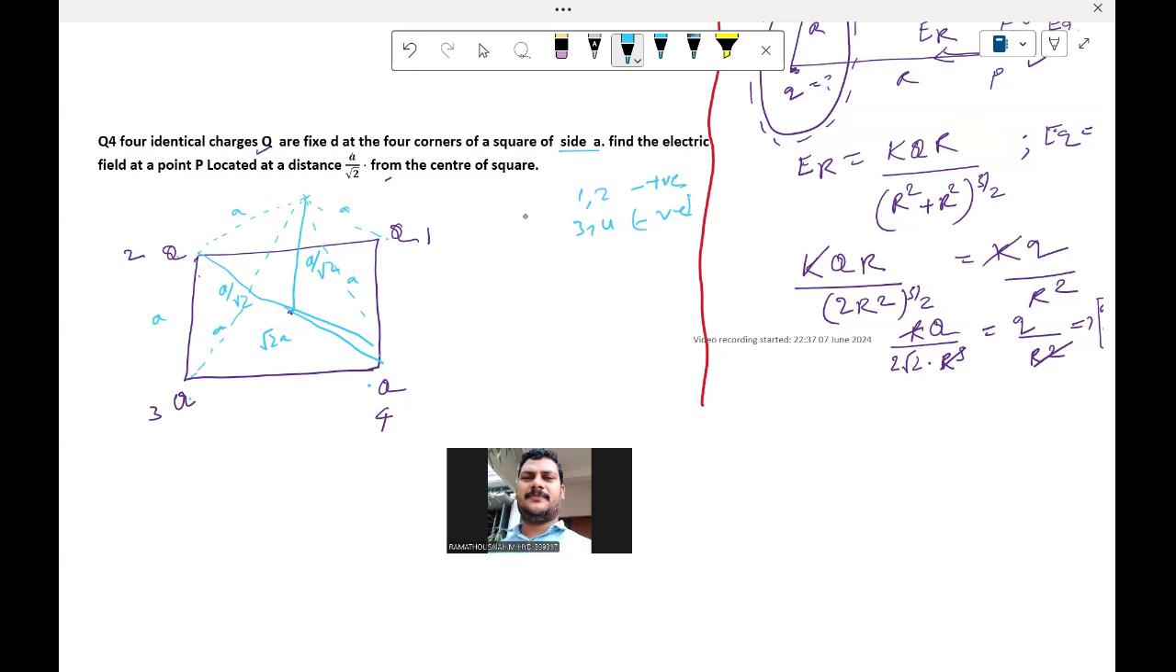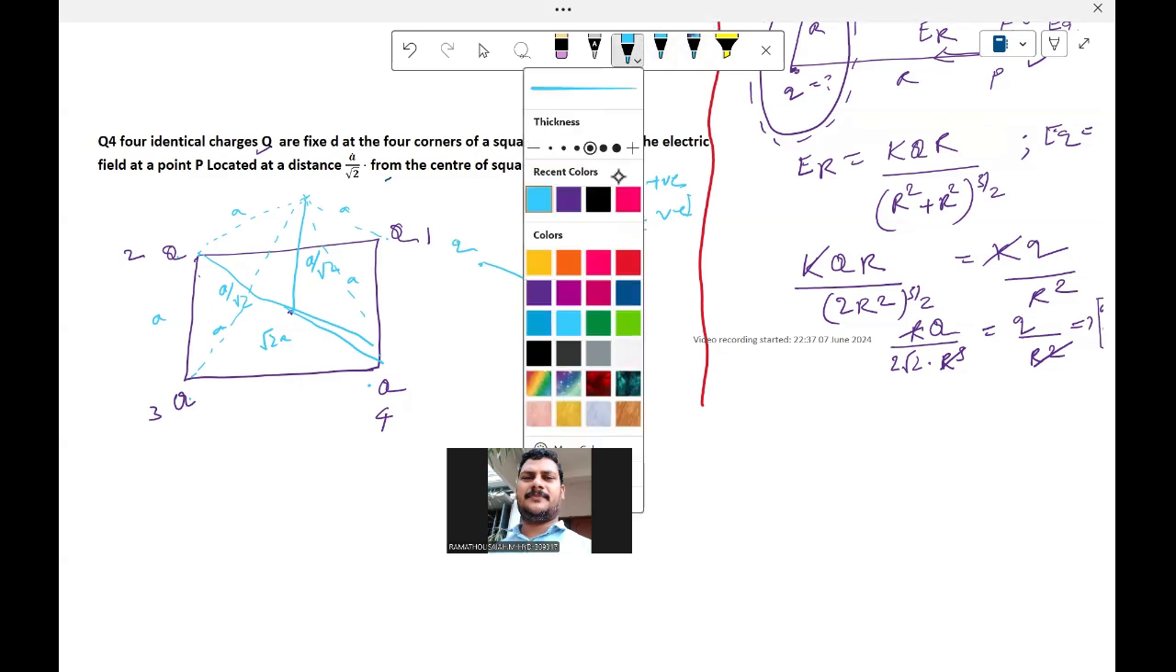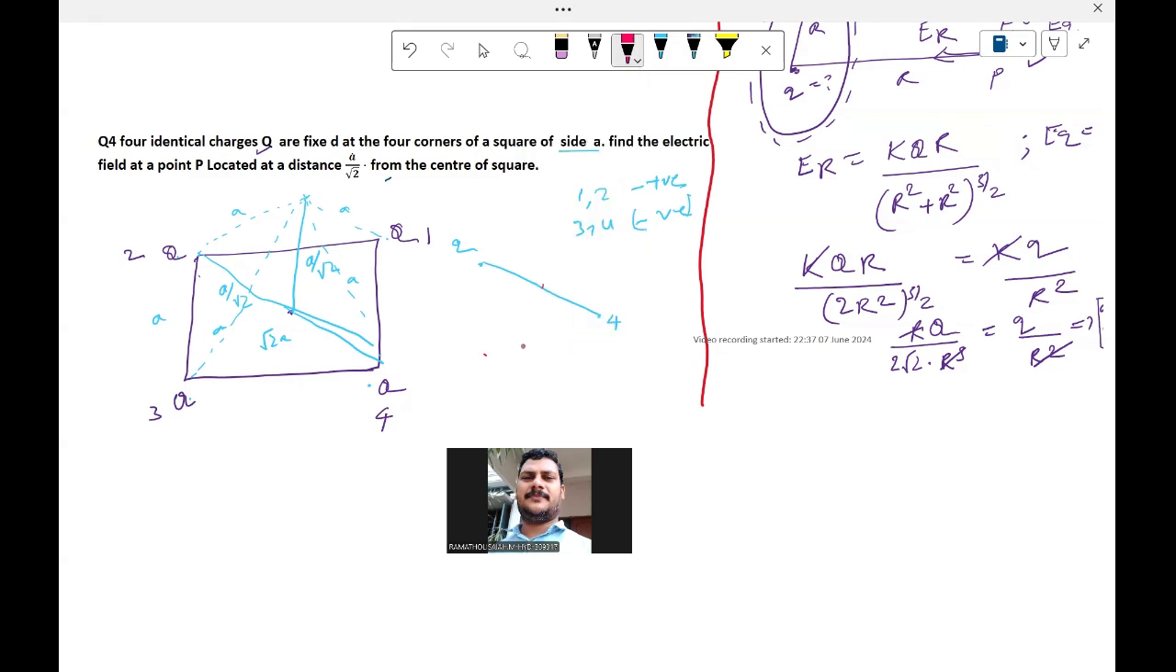So now take the diagonal charges. This is the line of 2 and 4 charges. Diagonal charges we consider. It is easy, whatever the charges are given, that is why I am taking diagonal charges. From this, in the perpendicular direction, it is a by root 2 distance, here also a by root 2 distance. So there is a point P here. This distance is a, this distance also a.